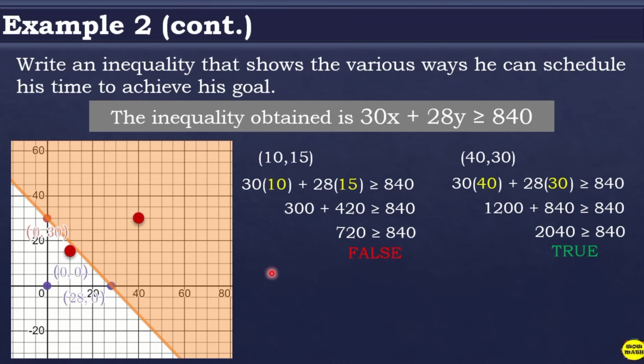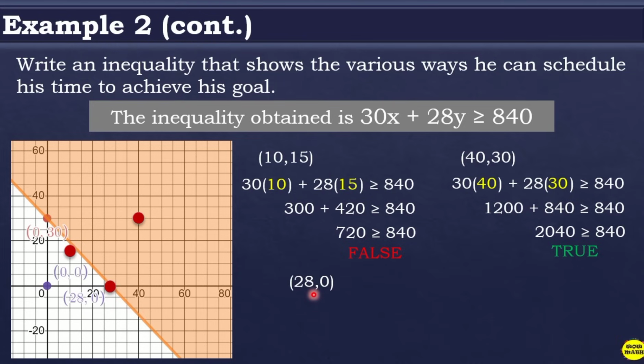Okay, so itry naman natin yung point na nakalagay dun sa boundary line natin. So ito yung boundary line natin. Kukuha tayo ng isang point. Kunin natin yung 28, 0. Okay? So, itry lang natin. Kailangan mag-true to. Okay? Bakit? Kailangan mag-true siya kasi yung boundary mo ay solid. So, yun ang palatandaan natin. Kapag may equal sign dito, solid ang line mo, ibig sabihin lahat ng points dyan kasama sa solution.